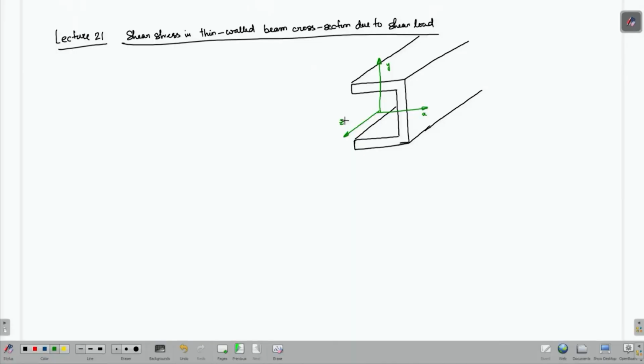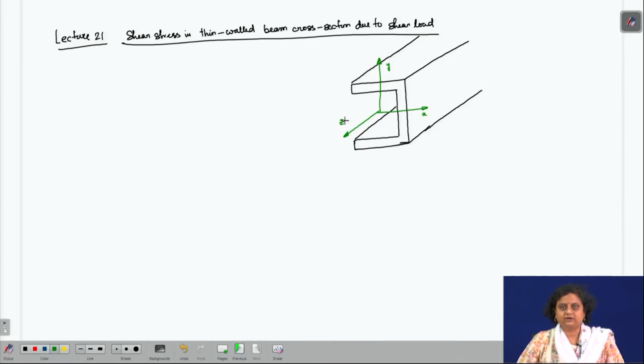Hello, today we will move on to a new topic, which is shear stress distribution in thin walled beam cross section due to applied shear load. In the last week we discussed pure bending of a thin wall cross section beam. For pure bending, the only stress that developed was the direct stress or normal stress, which is sigma z, z being the lengthwise axis of the beam.